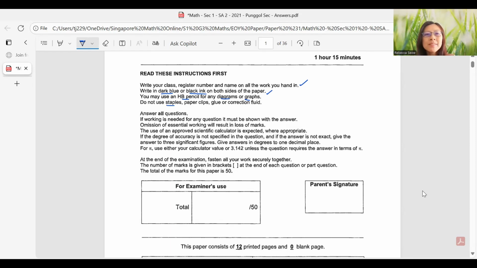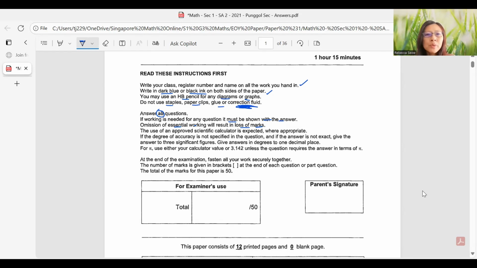Do not use staples, paper clips, glue, or correction fluid. Okay, so please take note, especially that of correction fluid. Answer all questions. If working is needed for any question, it must be shown with the answer. Omission of essential working will result in loss of marks. So this means that there is an answer mark, definitely, and there is also method mark if the marks awarded is more than 1 mark.